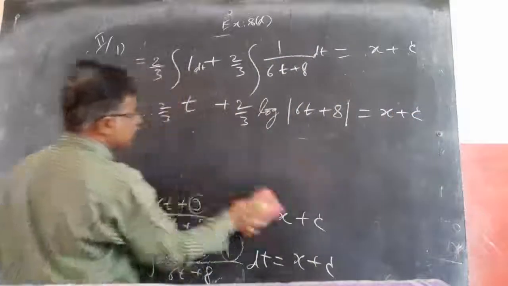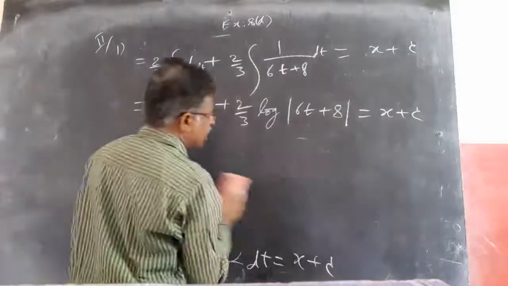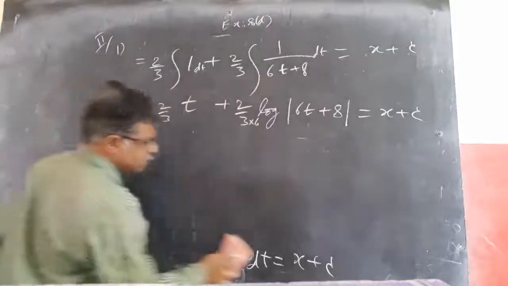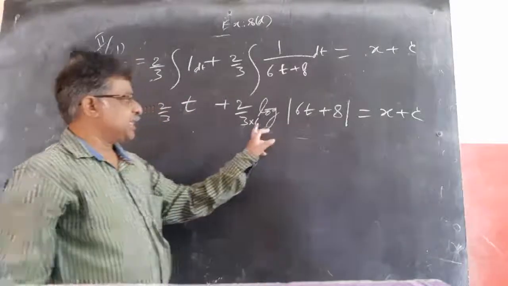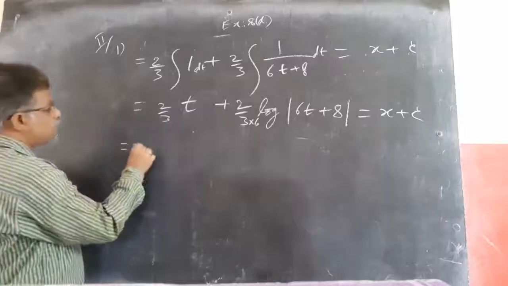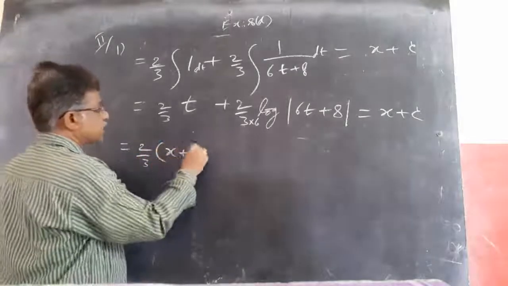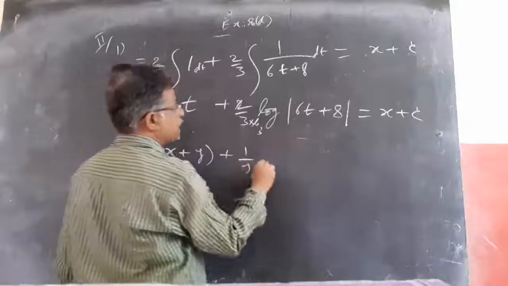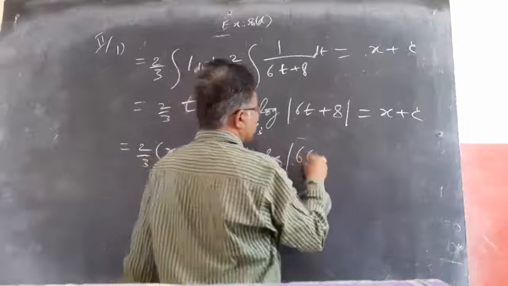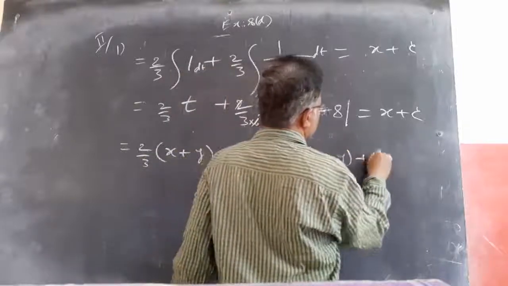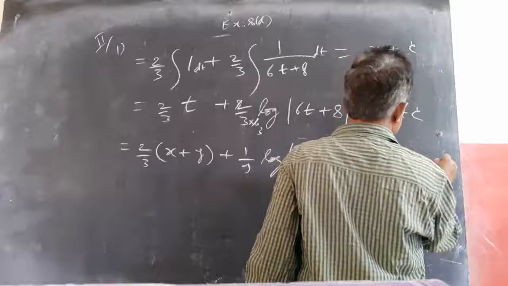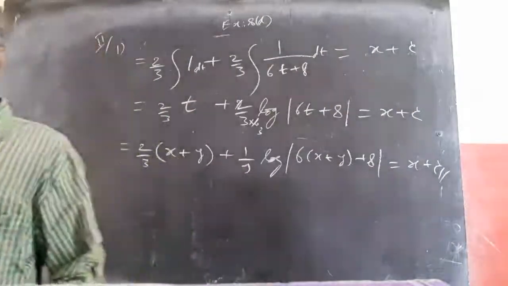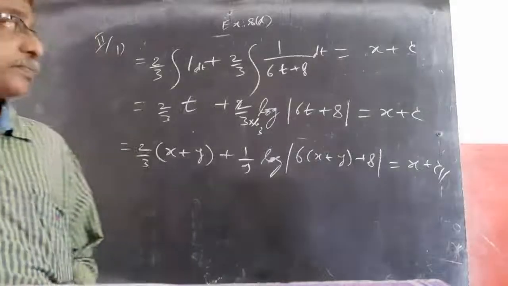Now t means back substitution. And here you need to divide with its derivative. That becomes 6 into 3, 18. Derivative of 6x plus 8 is 6. So this becomes 2 by 3 into, by back substitution, x plus 2 by 3s you can cancel, 1 by 9 into log mod 6x plus 8 equal to x plus c is your final result.